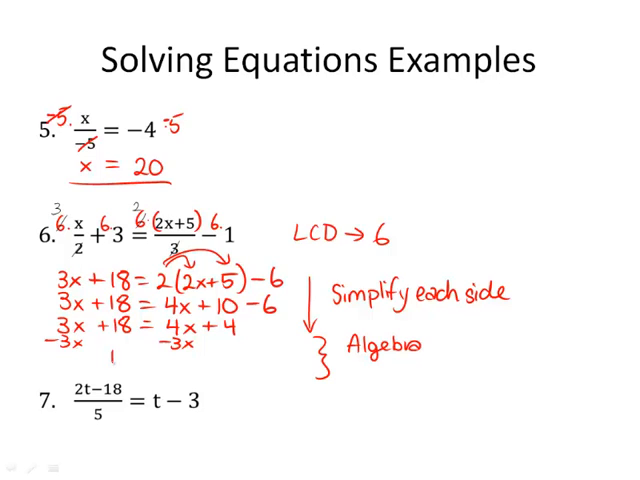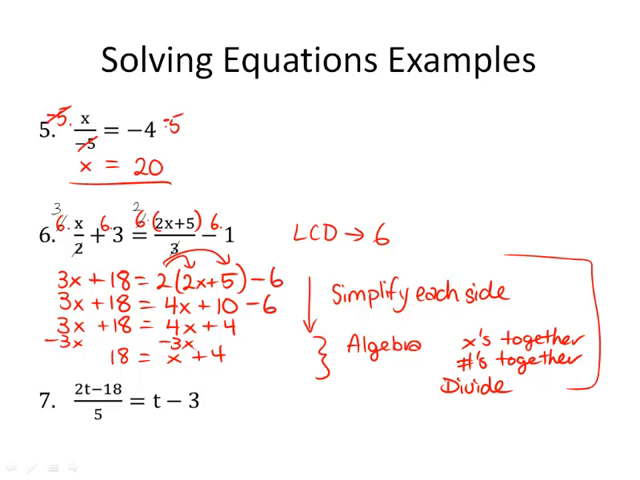So here we have 0. Here we have 18 equals 4 minus 3, which is 1x plus 4. And now you want to get your numbers together. So x's together, and then numbers together. And then at the very end, you can divide if needed. That's basically your algebra process. So let's subtract 4 from both sides, leaving us with x equals 14.